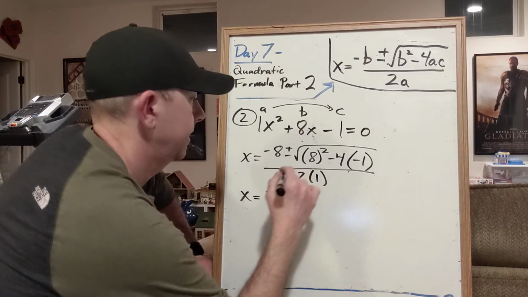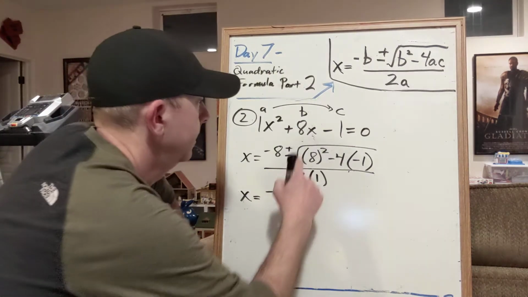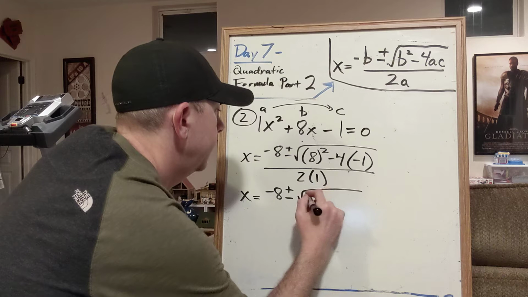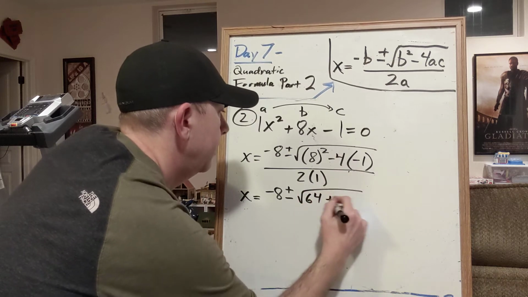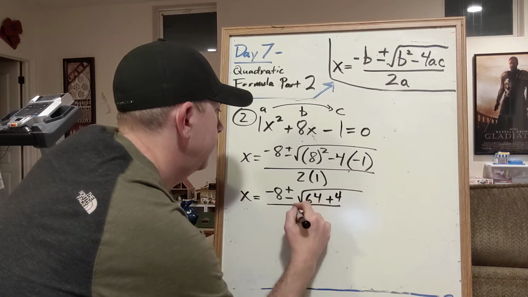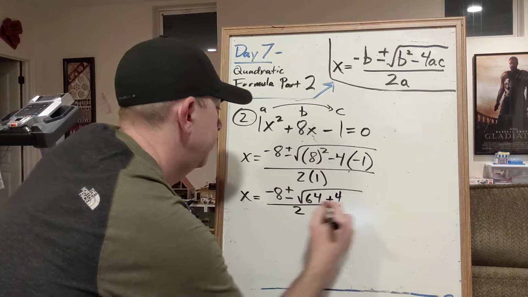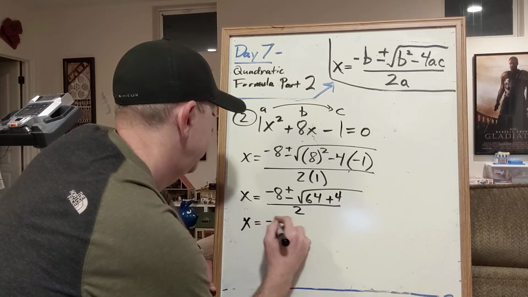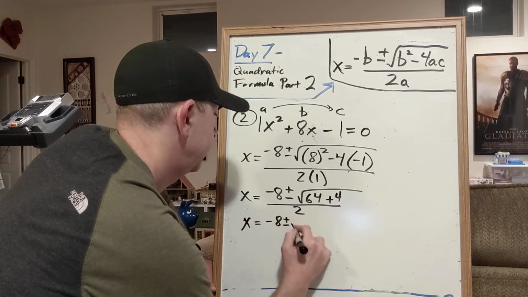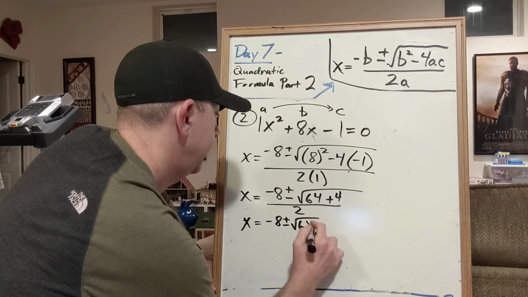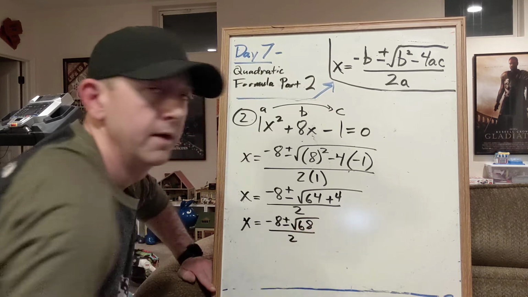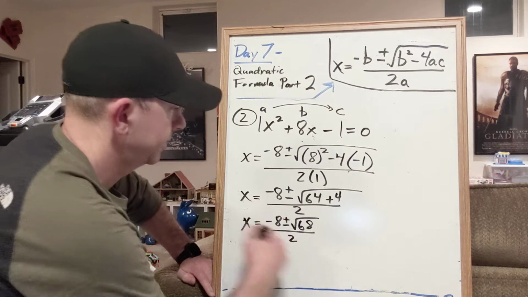You don't want to get those mixed up. That's where a lot of times students make their mistake. So right here, we get 64 plus 4, that is over 2. So now we've got -8 plus and minus the square root of 68 over 2. Now sometimes we might be done and we could circle that answer.